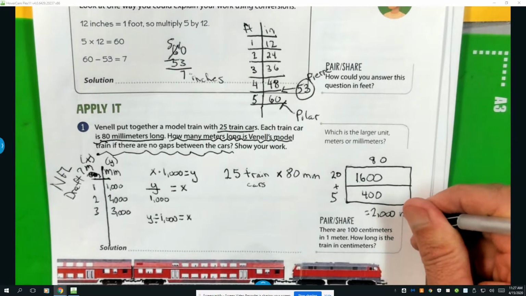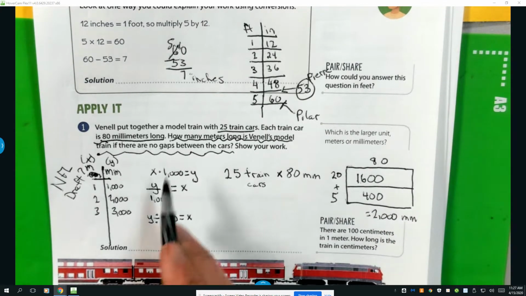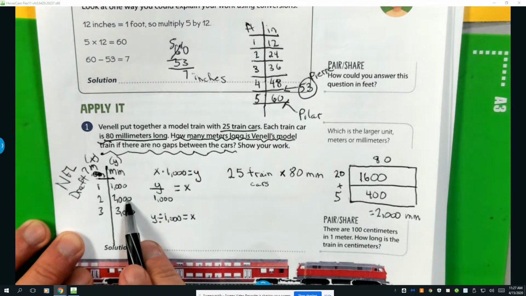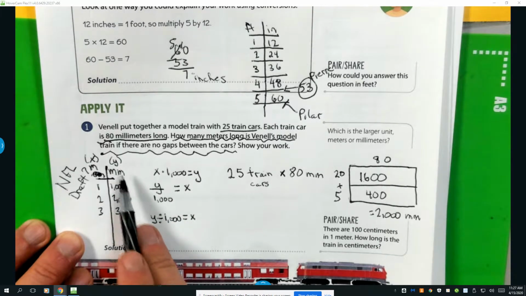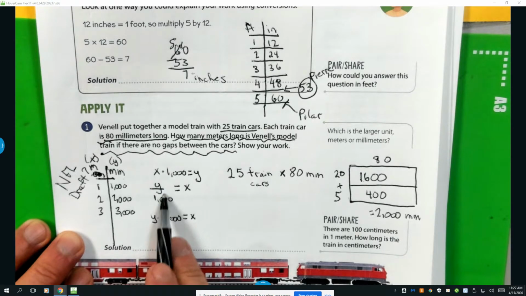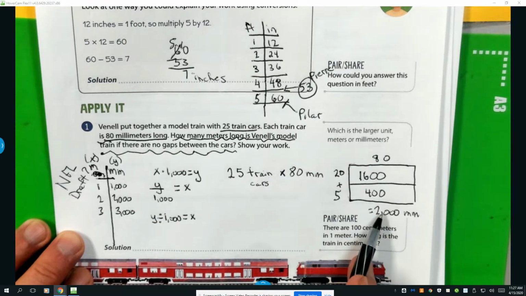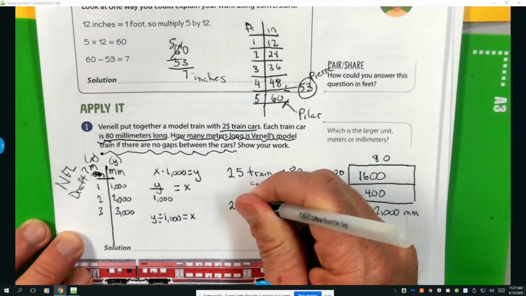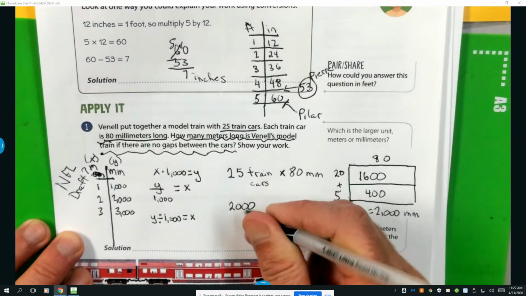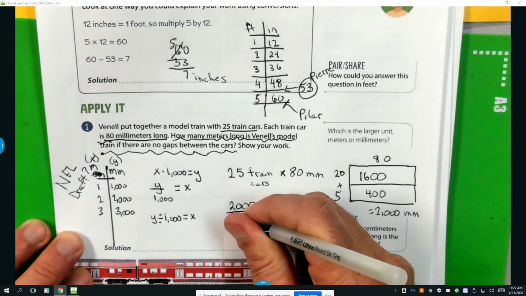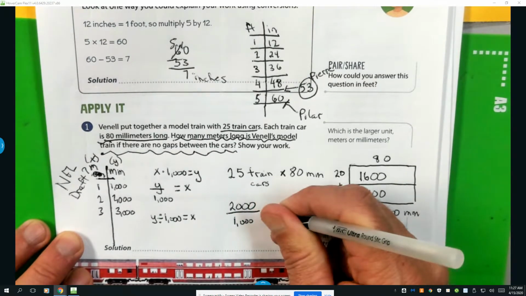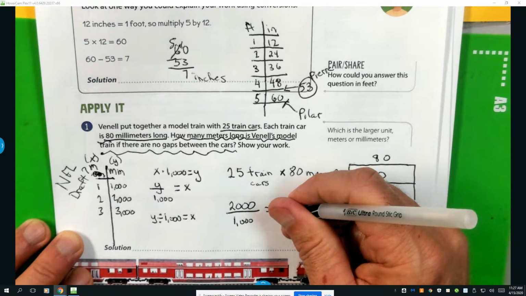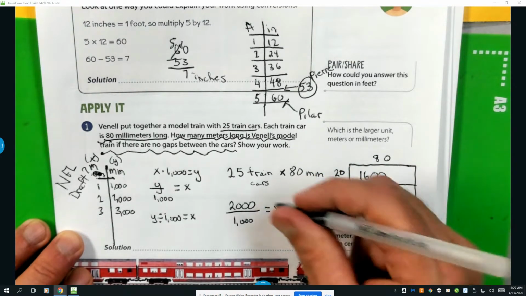2,000 millimeters. Okay, well, how many meters is it? If I wanted to go from millimeters to meters, I just do this right here. Y divided by 1,000 equals X. Here is Y, 2,000 divided by 1,000 equals X. Okay, and in this case, X is meters.